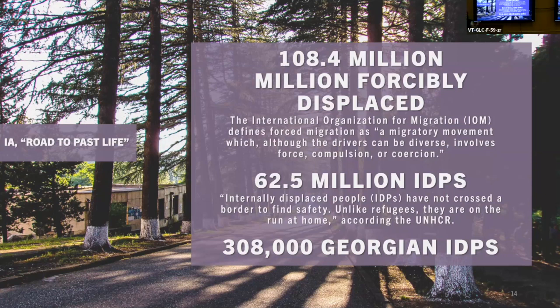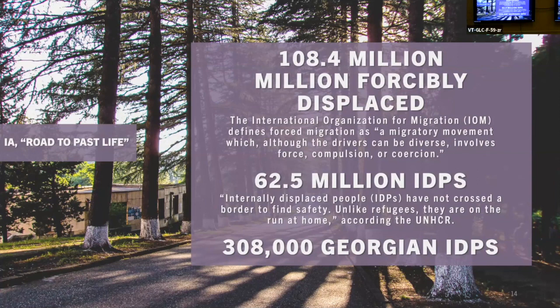So the difference between a refugee and an IDP is that IDPs are forced from their home, but they never cross an international boundary. So they're displaced in their home country. In the Republic of Georgia, there are 308,000 internally displaced people out of a population of just 3.7 million. This comes to roughly about 10% of the entire population of the country being displaced. This population can largely be separated into two major groups. So there are two waves of displacement.